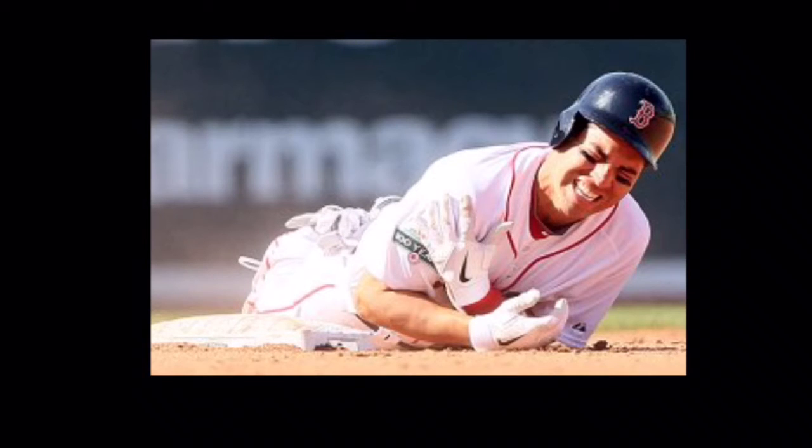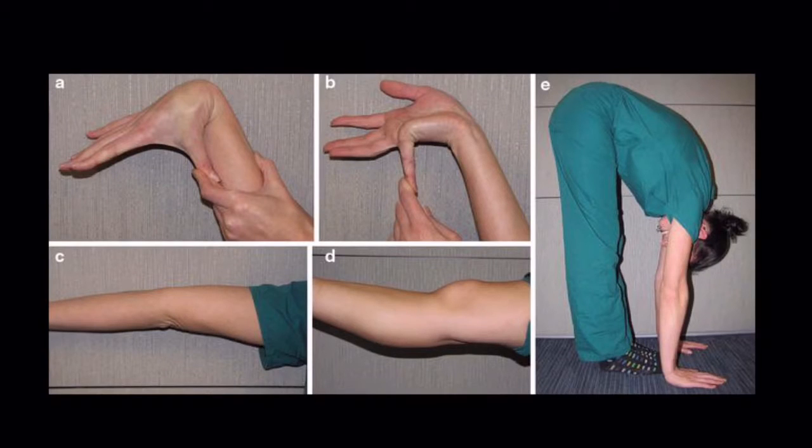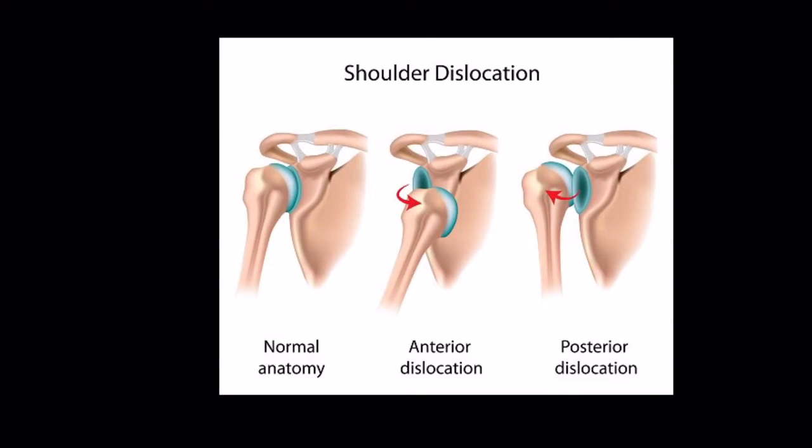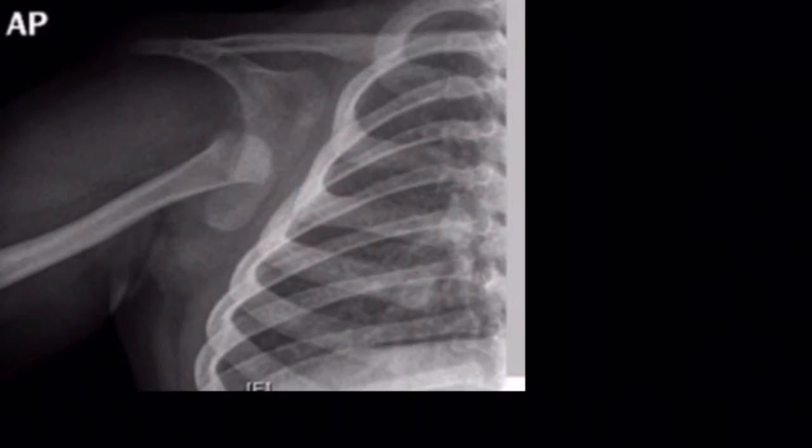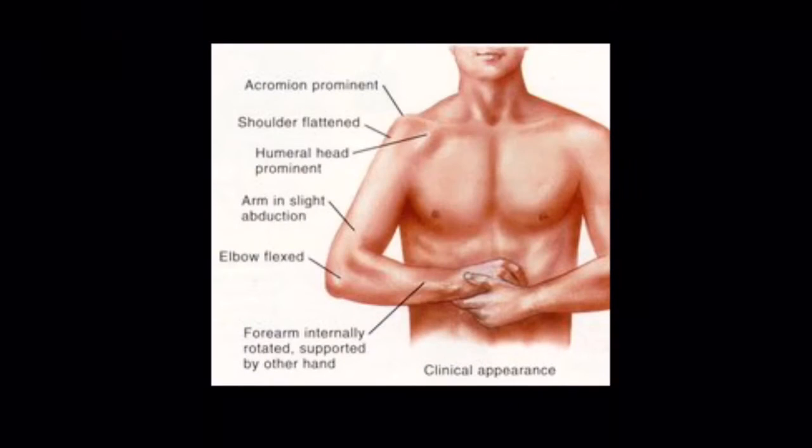History often reveals an incident of recent trauma to the shoulder. Atraumatic causes include ligament laxity resulting in voluntary or spontaneous dislocation with or without pain, a history of previous dislocations, congenital malformation of the glenoid or humeral head, and neuromuscular causes such as cerebral palsy and axillary nerve damage.